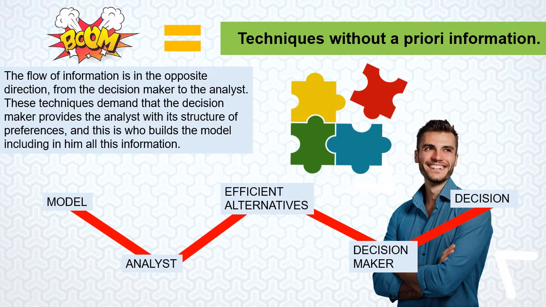The first part of this equation are the techniques with a priori information. The flow of information goes in the opposite direction, from the decision maker to the analyst. These techniques demand that the decision maker provides the analyst with their structure of preferences, and the analyst is who builds the model, including all this information. In the process, we have the decision maker, next the analyst, the model, efficient alternatives, and finally the decision.